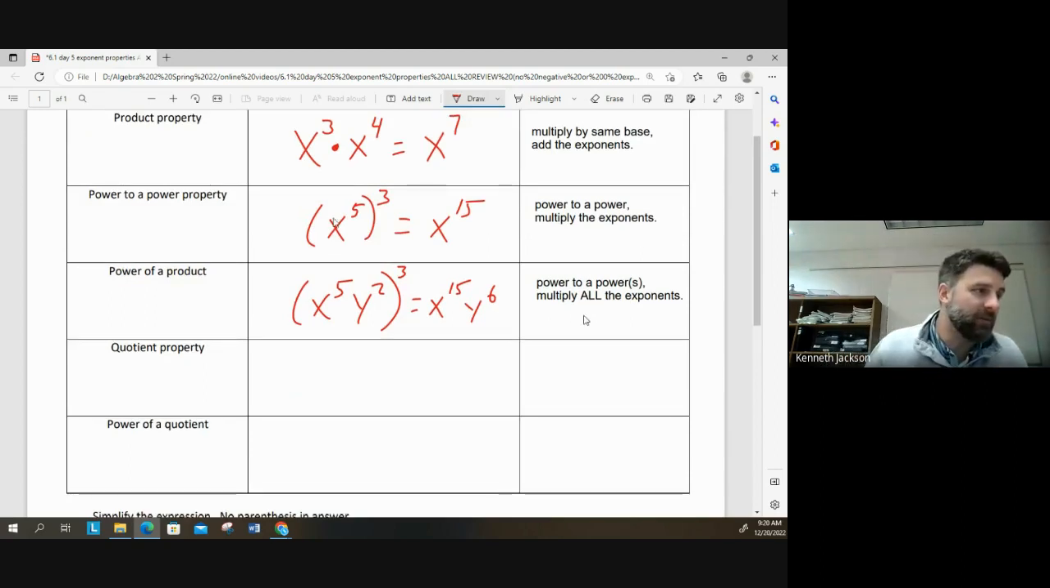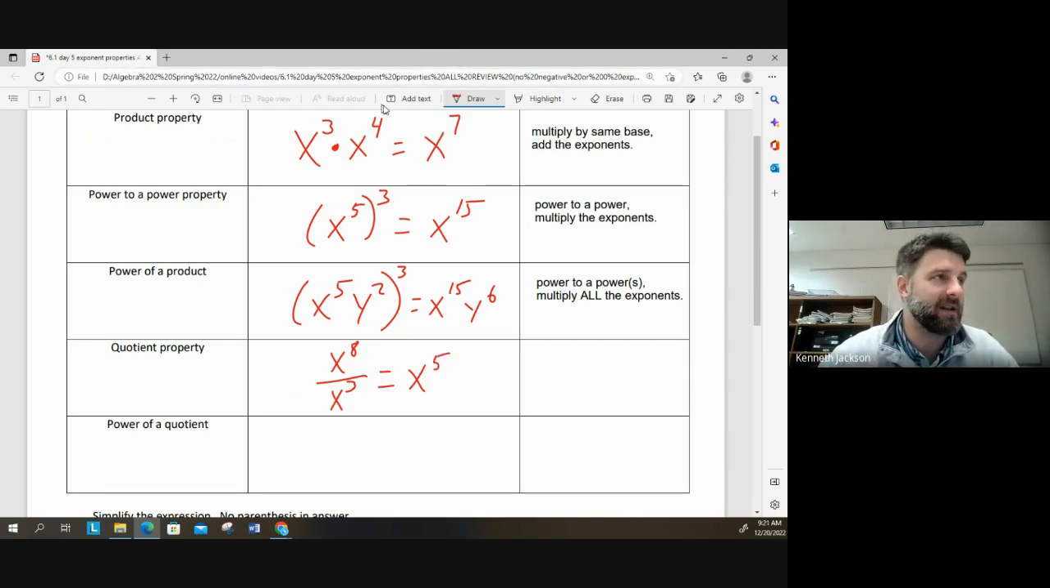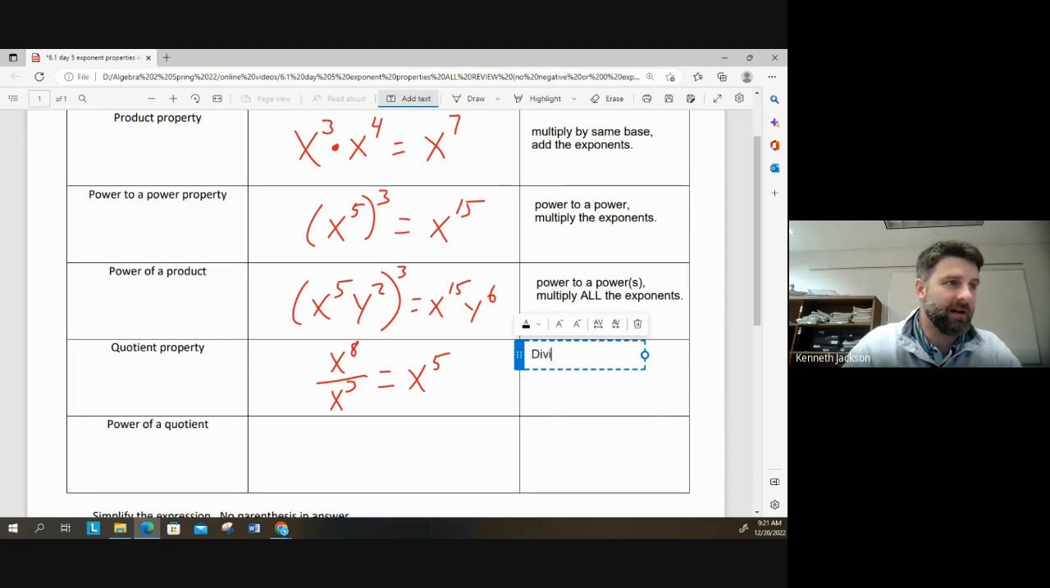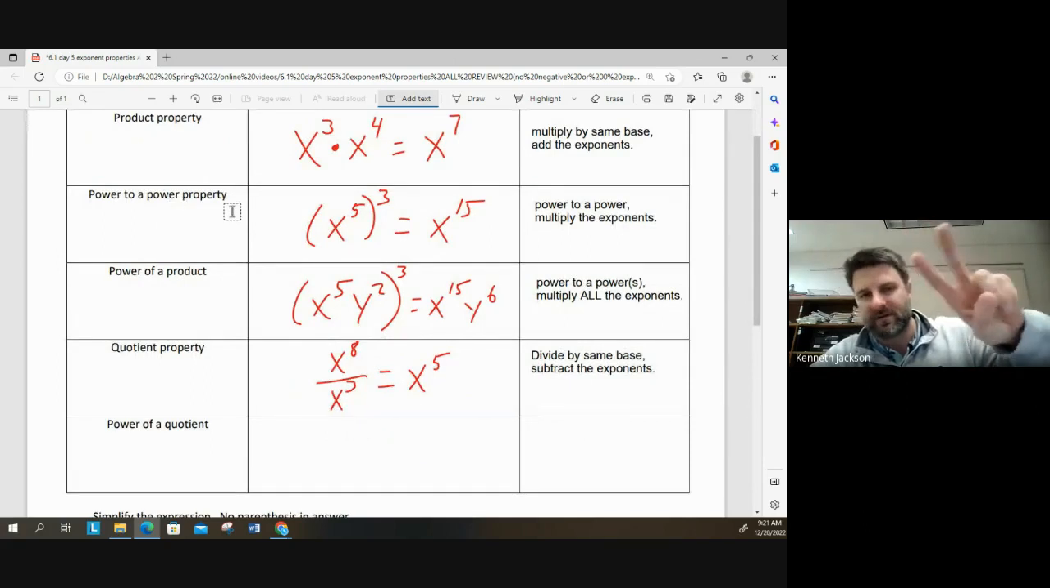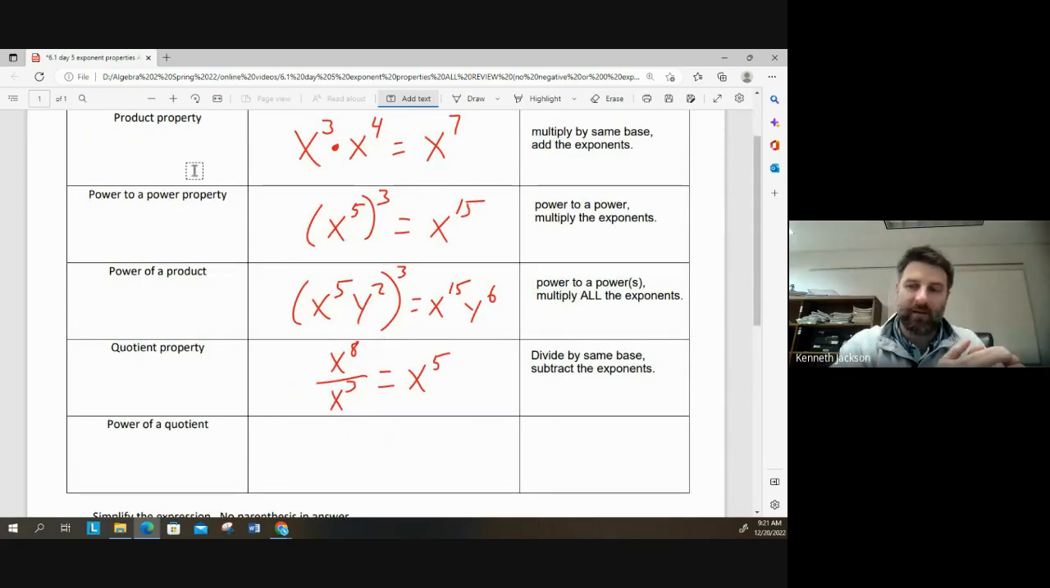The next rule that we picked up, or property, was the quotient property. And that is if we had something like x to the 8th divided by x to the 3rd. And the rule is if we divide by the same base, we can subtract the exponents. So divide by same base, subtract the exponents. So the quotient property and product property are kind of like cousins, brothers, sisters, whatever. They are related in that if you multiply by the same base, we add. If you divide by the same base, you subtract.